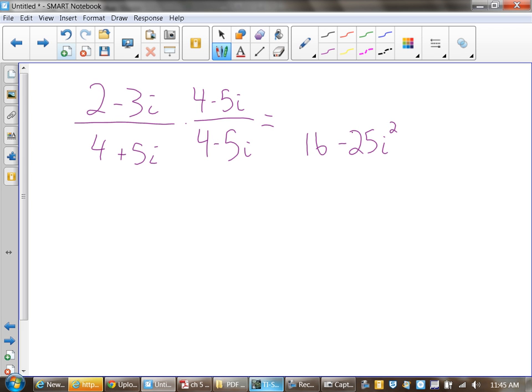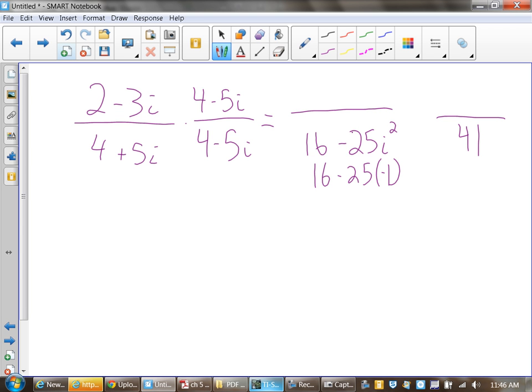And anytime you have i squared, what do you rewrite that as? Very good, -1. So this is 16 minus 25 times -1. I wind up with 16 plus 25, otherwise known as 41. So my denominator is going to be 41.